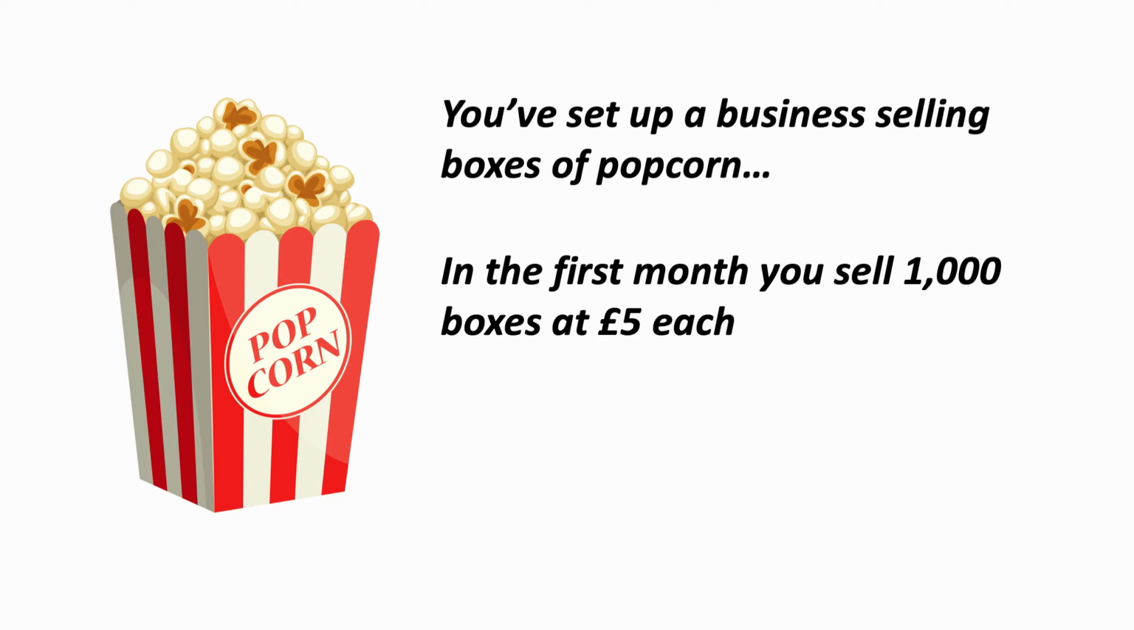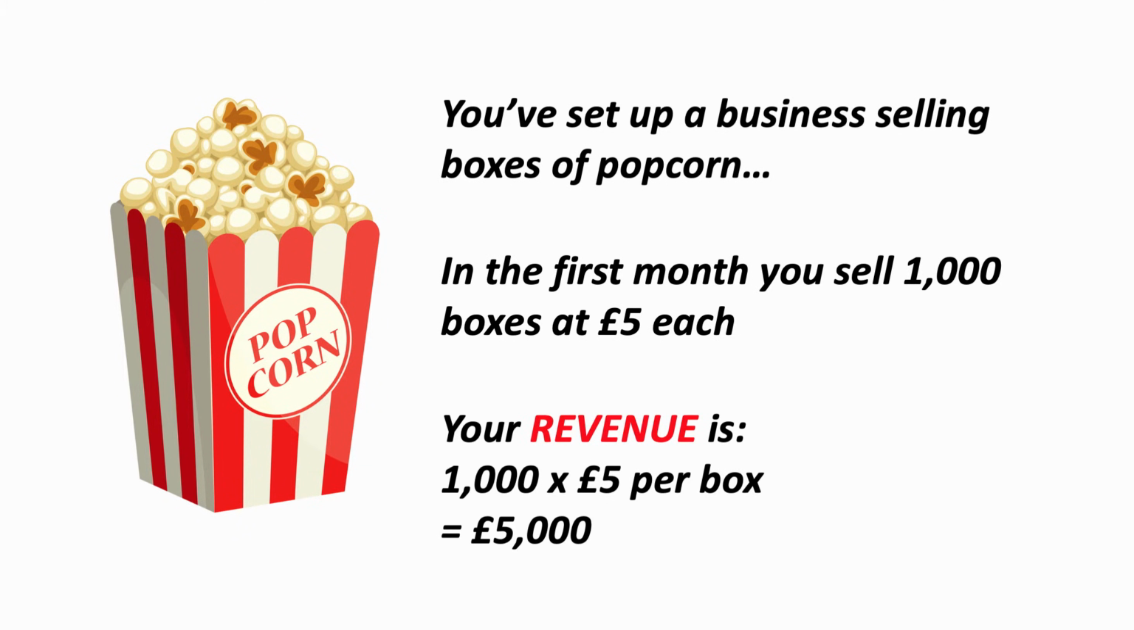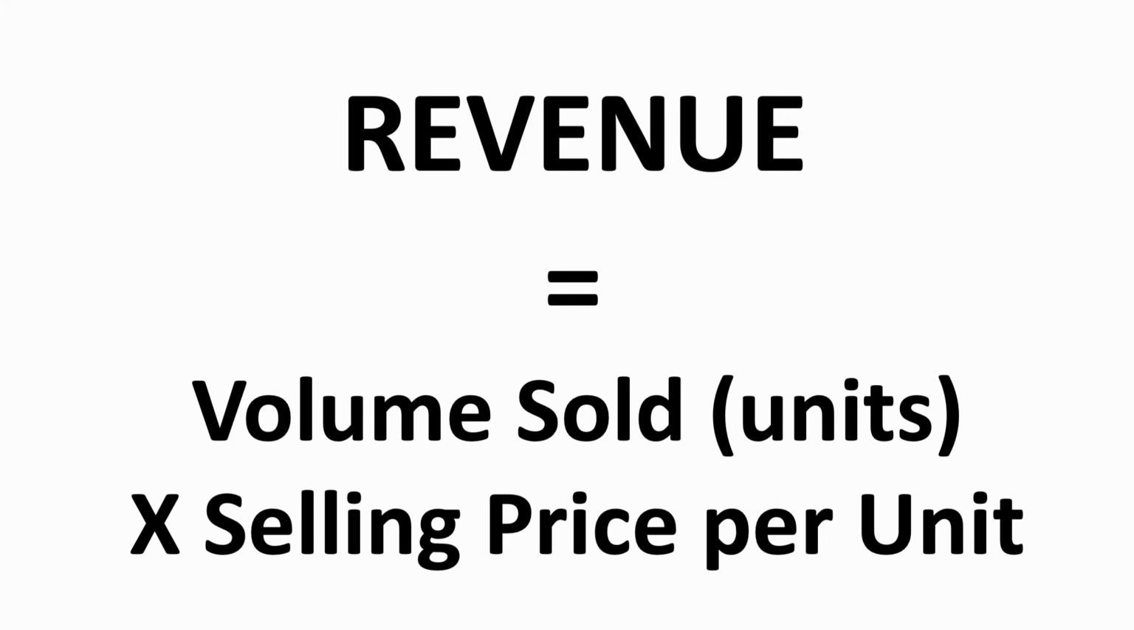What is your revenue? Well, it's easy. Revenue is volume times selling price. So in this case, 1,000 boxes at £5 each. Your revenue, how much we sold, the value of what we sold, is £5,000. So revenue is calculated by the formula the volume sold in units times the selling price per unit, the value of what we sell.